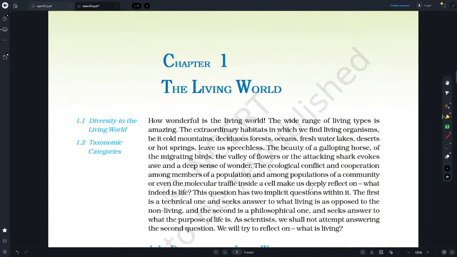Let's start the main chapter. Chapter 1, the living world. Topics being diversity in the living world and taxonomic categories.